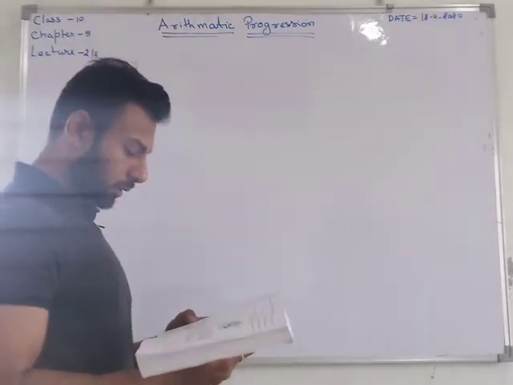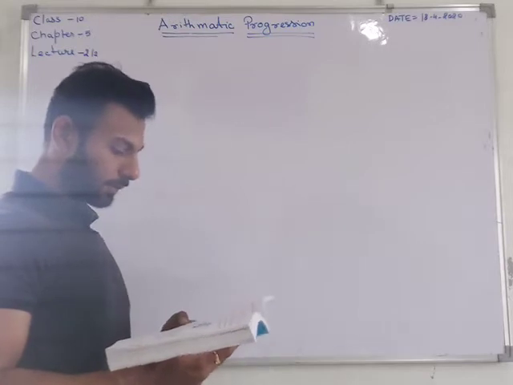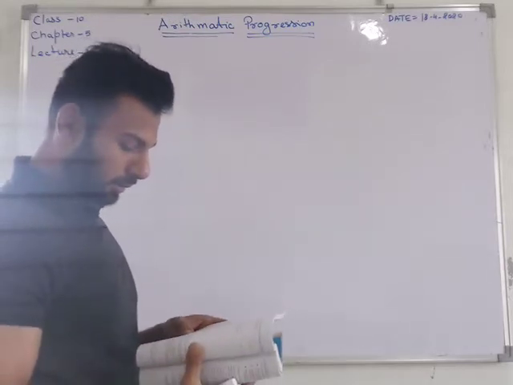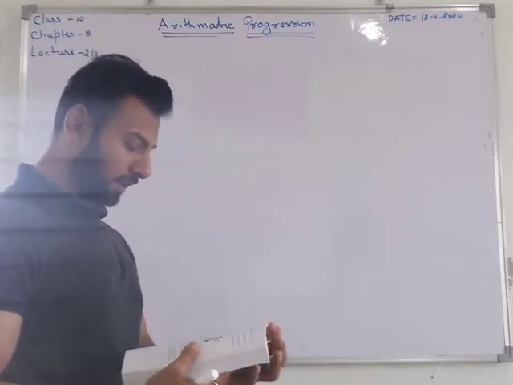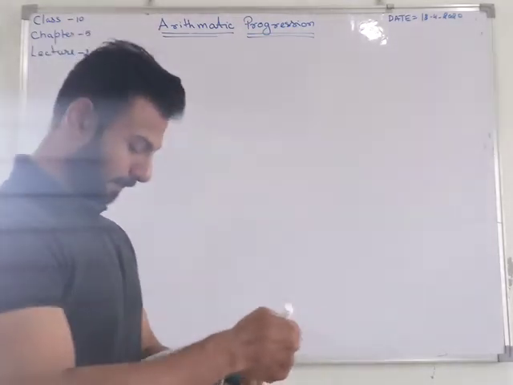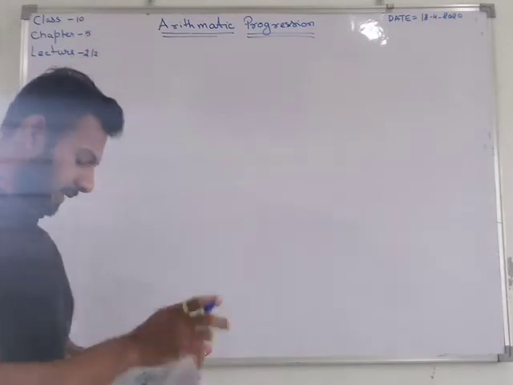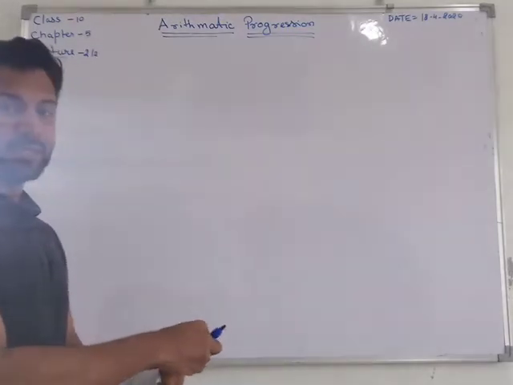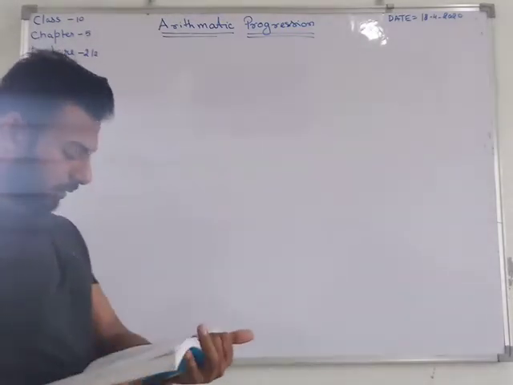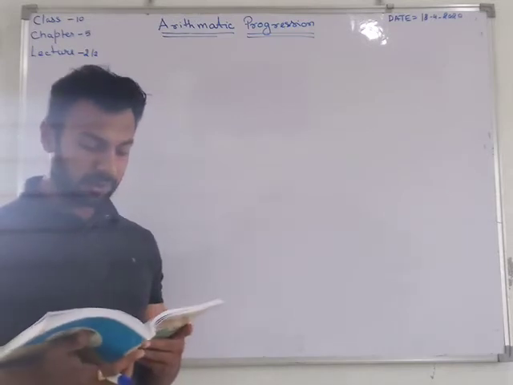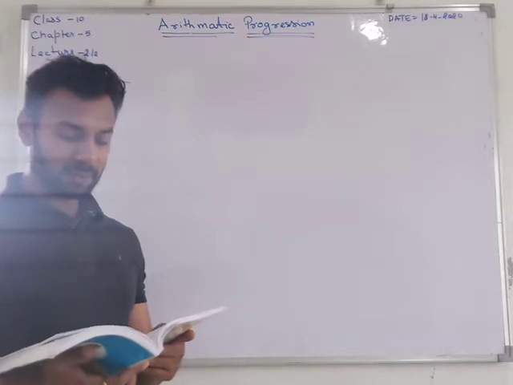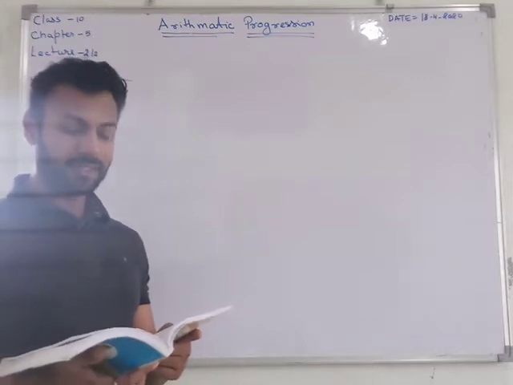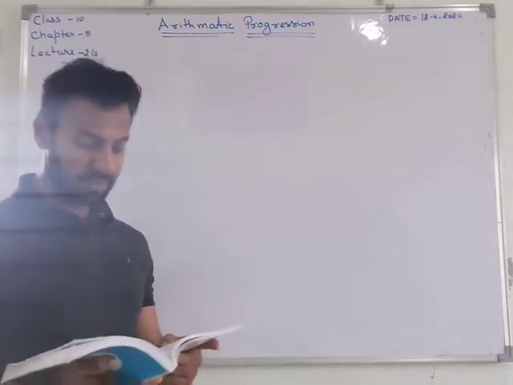Now, the question number 7. Find the 31st term of an AP whose 11th term is 38 and 16th term is 73. I am repeating the question. Find the 31st term of an AP whose 11th term is 38 and 16th term is 73.